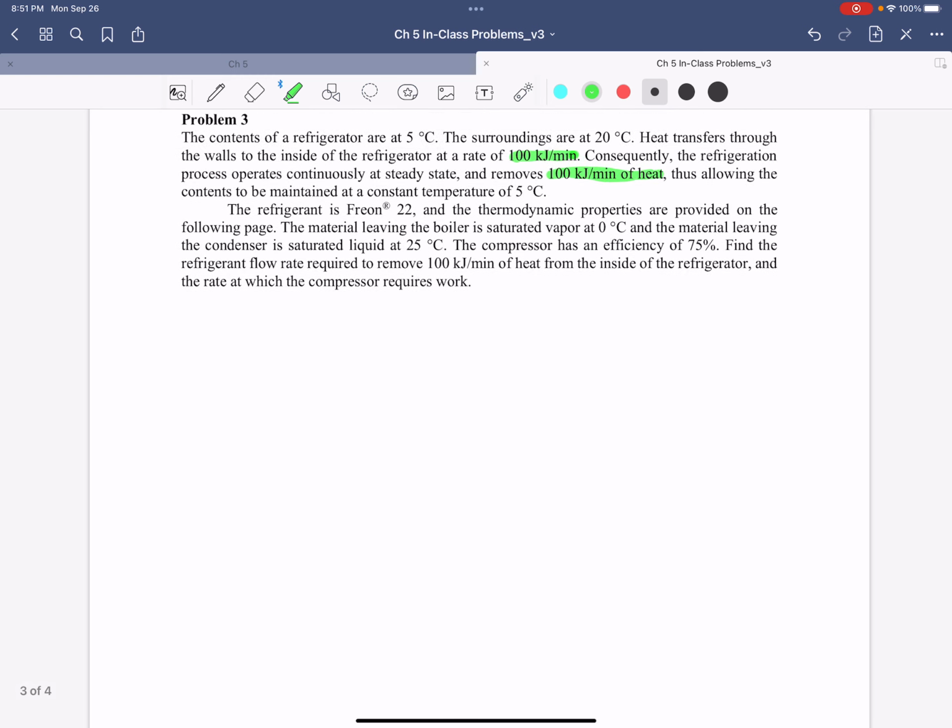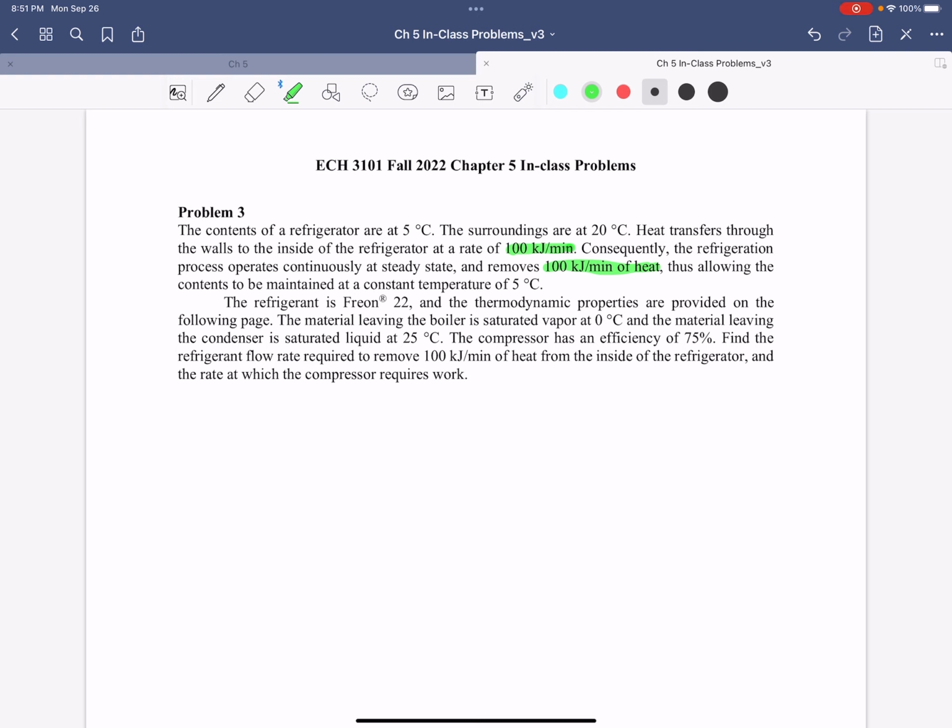For the refrigerant cycling through the refrigerator, the material leaving the evaporator, or the boiler, is going to be at 0 degrees Celsius, and it's a saturated vapor. The material leaving the condenser of the refrigerator is going to be a saturated liquid at 25 degrees Celsius. The compressor in the refrigeration cycle is going to operate at 75% efficiency.